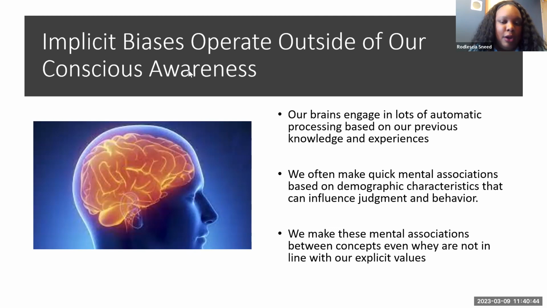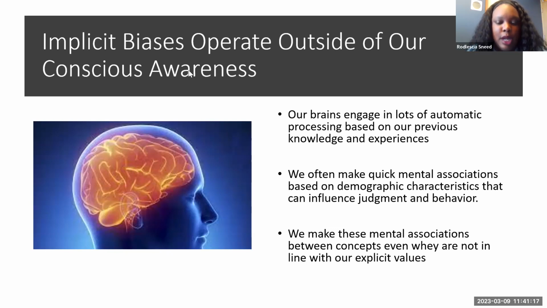So having this type of automatic processing is not a bad thing. But unfortunately, we often extend that automatic processing to how we engage with other people. And so when we use these biases, we're often making these quick mental associations based on demographic characteristics. And this can influence how we treat people. So we make decisions about who's good or who's bad or who has positive or negative attributes. And we do them very quickly without realizing it.